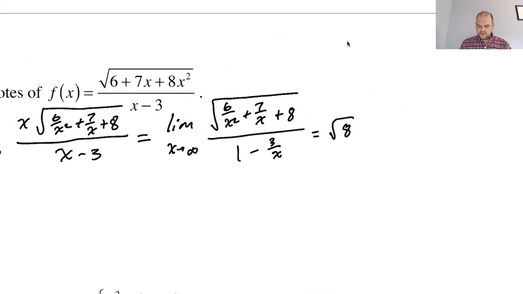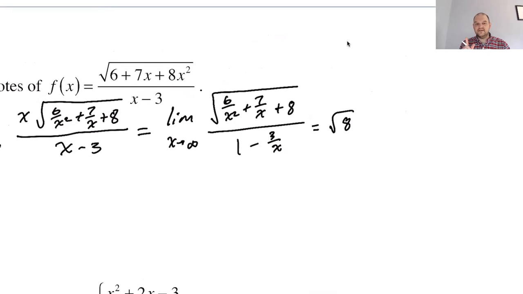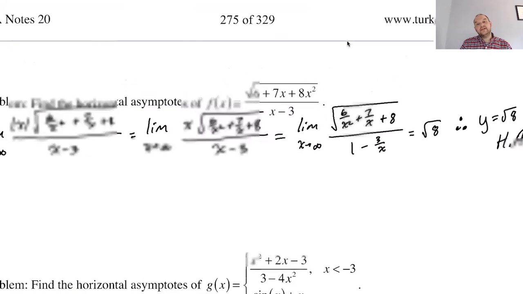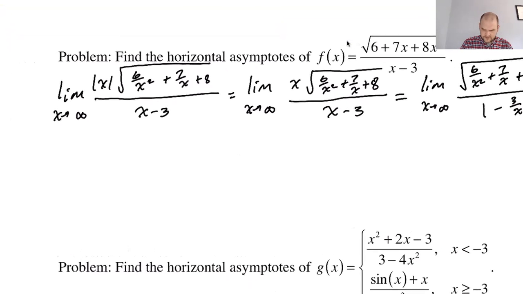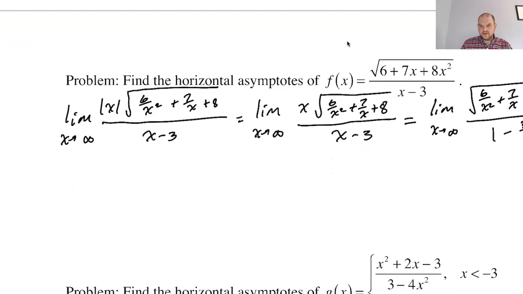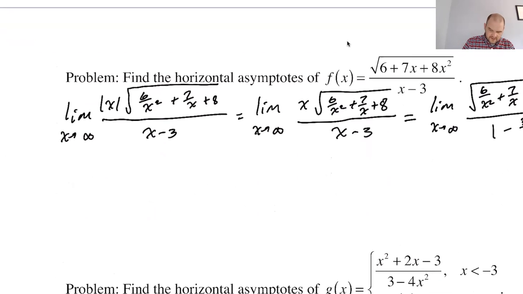But the problem is to find the horizontal asymptote. So I'm going to say, therefore, y equals radical 8 is a horizontal asymptote. Now we're going to go back and do negative infinity. The work is substantially the same.